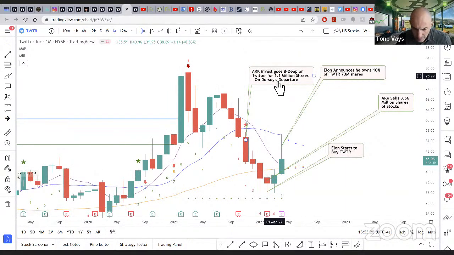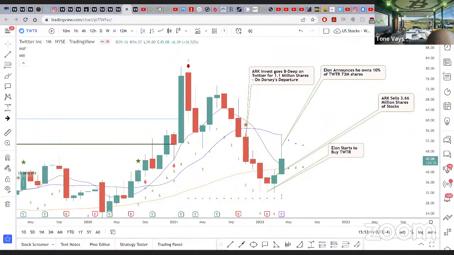Okay. In case you're wondering what rule number 2 is, rule number 2 is always set a stop loss, which they never did. So they broke all 3 of Tone Vays' cardinal rules. I would love to know when ARK invested in Twitter. When did ARK start buying Twitter? I don't know if this is public knowledge, though.